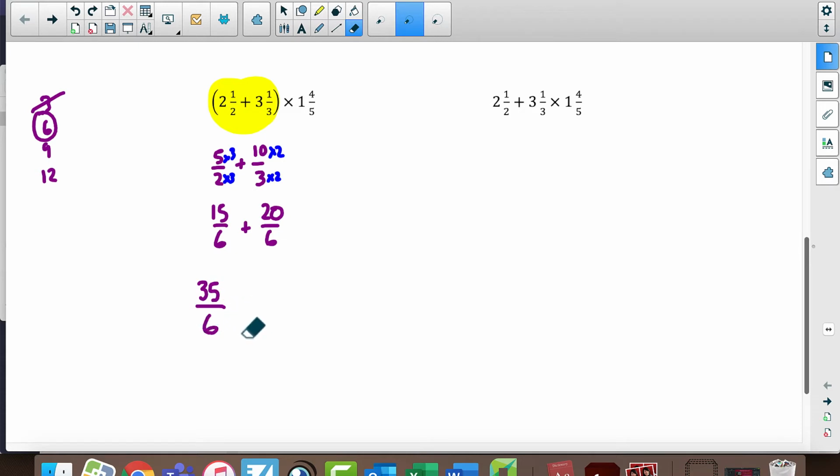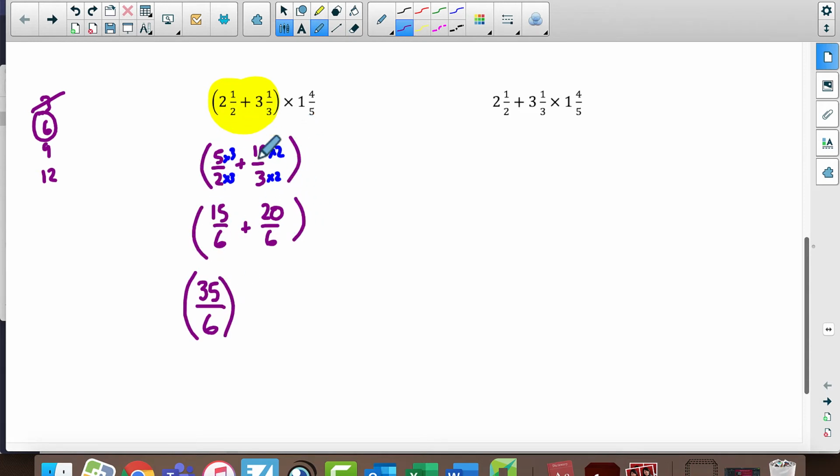I guess this is in lowest terms. Okay, awesome. So now what we're going to do is take our 35 over 6, which is the part we got in brackets. If you want, you could even have put all this in brackets just to show you that this is that highlighted part in brackets. And we're going to multiply it by 1 4/5.